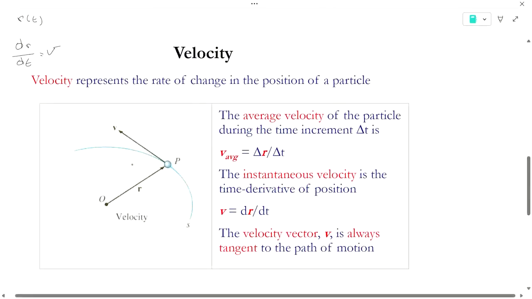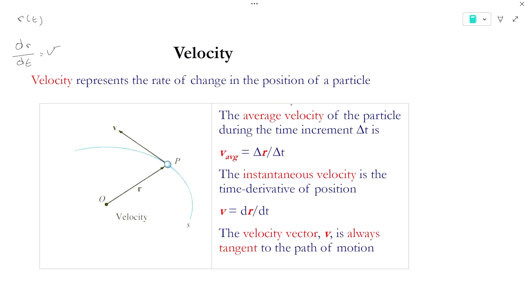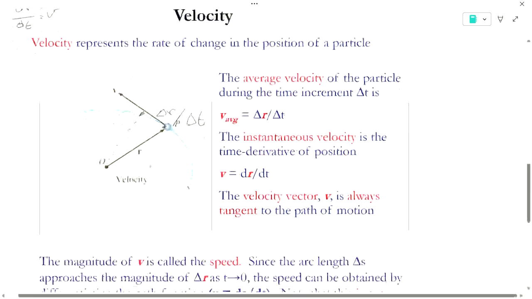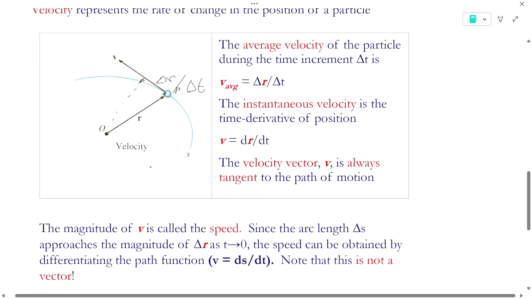So let's talk about velocity. The velocity represents the rate of change in a position of a particle. We know this. The average velocity is the change, the delta r, divided by the delta t, versus the instantaneous velocity, which is the time derivative of the position, the velocity at each instant. So in average velocity, this particle moved this much, delta r, and it took a certain delta t, and that's the average velocity. But instantaneous velocity, we know exactly the time and the moment and the distance.